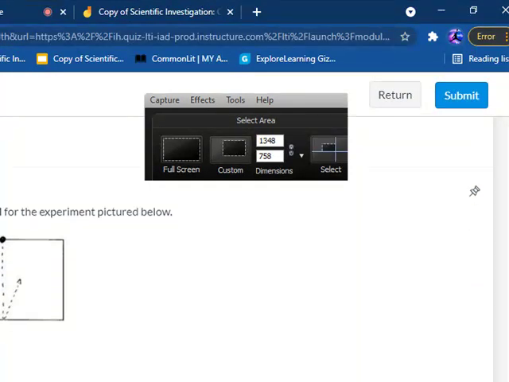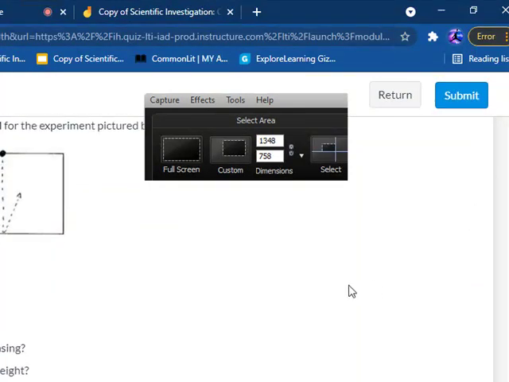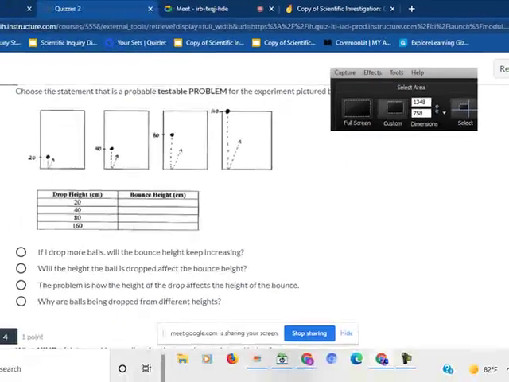Right. Okay. Now, the next one shows you somebody's setup for an experiment. Based on the pictures and the headings in the data table, what do you think their problem was that made them set up the experiment? Choose the statement that is a probable testable problem for the experiment pictured below.